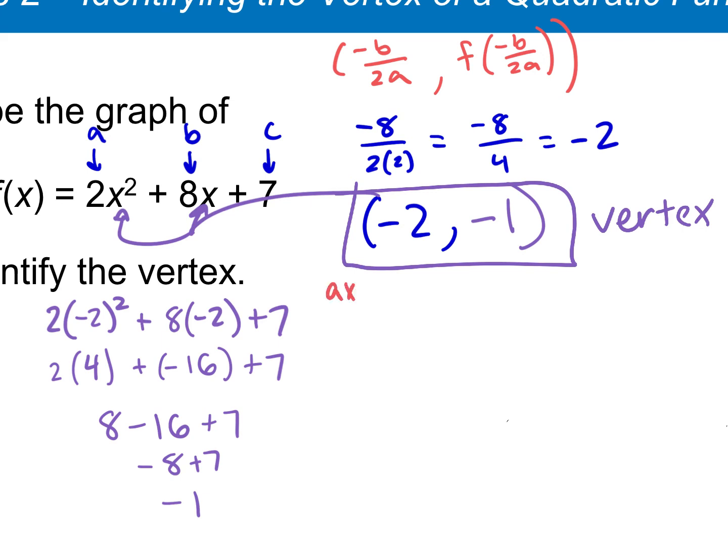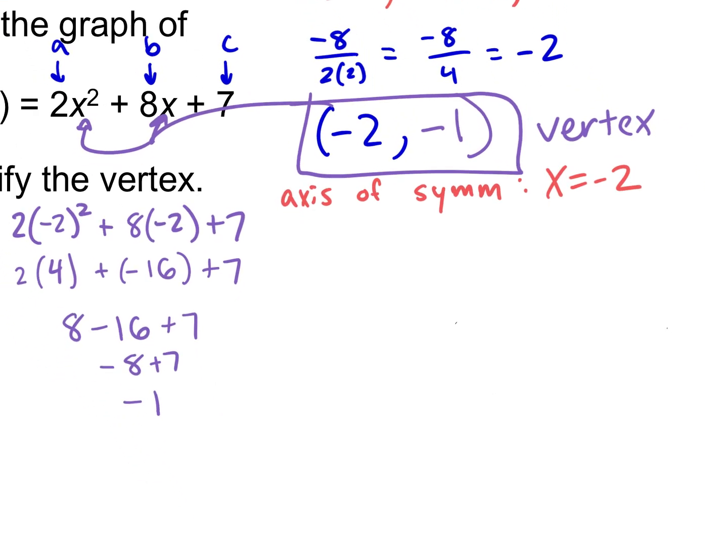What is my axis of symmetry? Just negative 2? What do I need for my axis of symmetry? It's not just a point. What is it? X equals negative 2. Your axis of symmetry is a line, so you need that x equals.